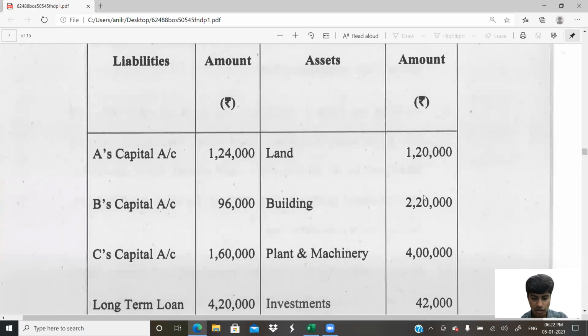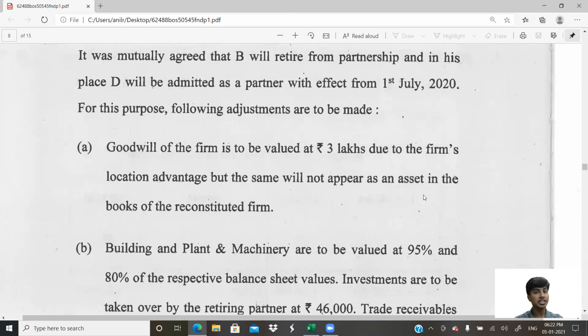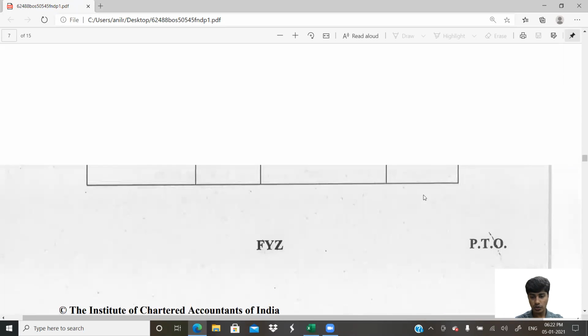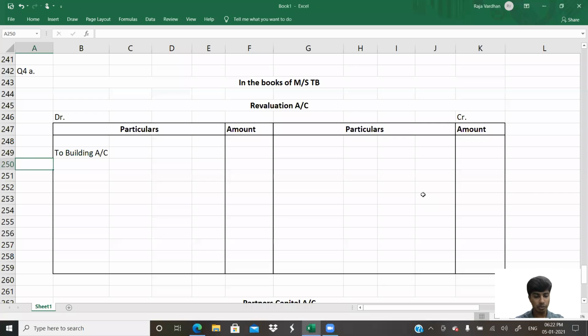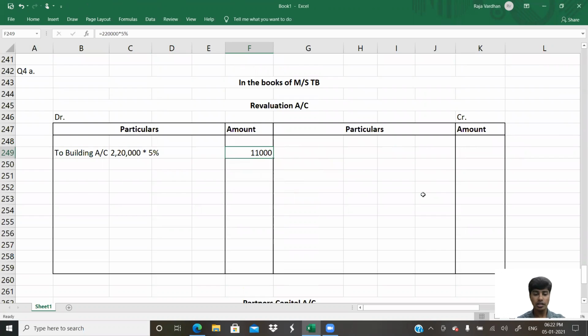So how much is the reduction? From 2 lakh 20, we'd have to reduce it 5%. Have a look. It is reduced to 95%. So I would write here, what is the value? 2 lakh 20,000 multiplied by 5%. Give me the answer. 11,000 rupees. That is the depreciation. Next, we are not stopping here.